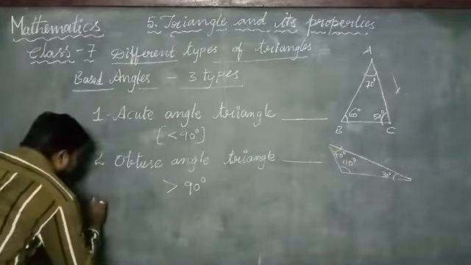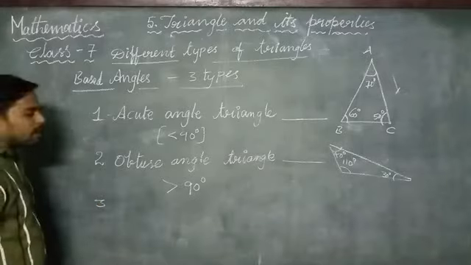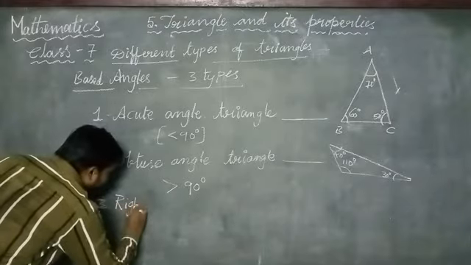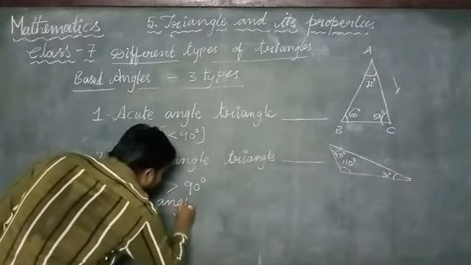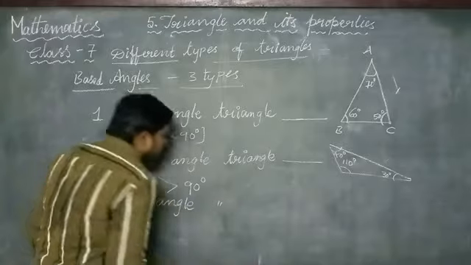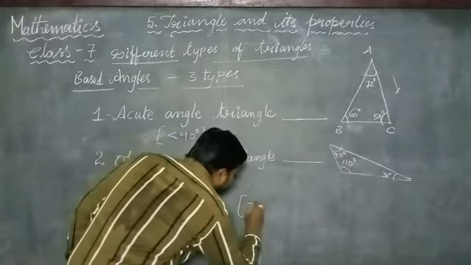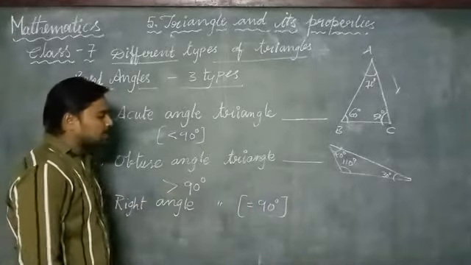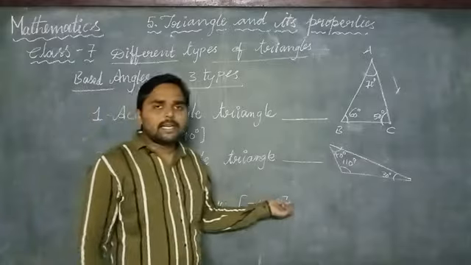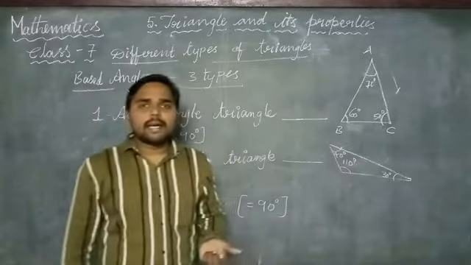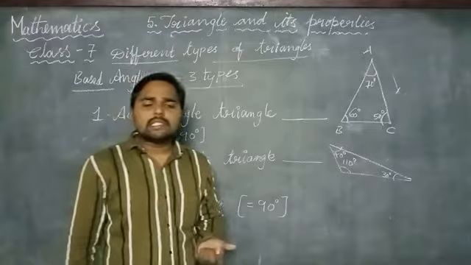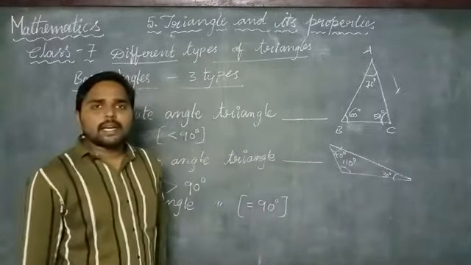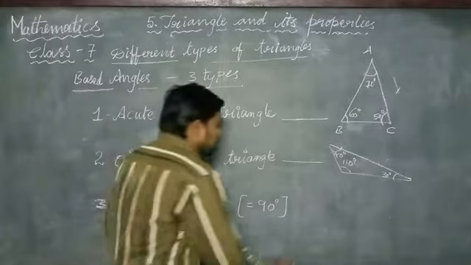After that, the last type of triangle is the right angle triangle. Right angle means equal to 90 degrees. What is meant by a right angle triangle? A triangle having one angle of 90 degrees will be treated as a right angle triangle.